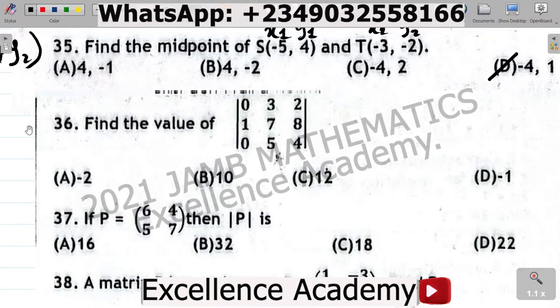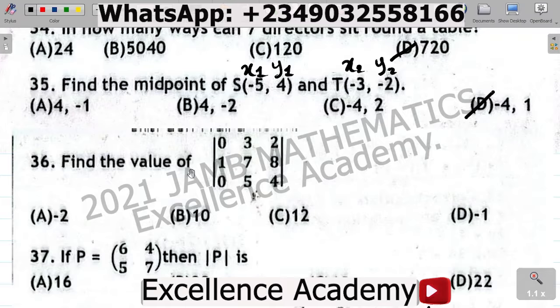All right, question 36. Find the value of this. So this is the determinant of a 3 by 3 matrix: 0, 3, 2, 1, 7, 8, 0, 5, 4. Option A is minus 2, B is 10, C is 12, D is minus 1. You're asked to find the determinant. So how do you solve this question?